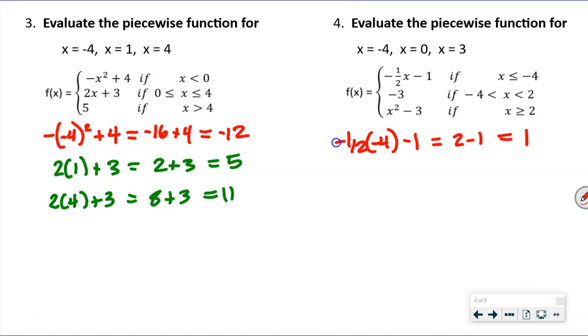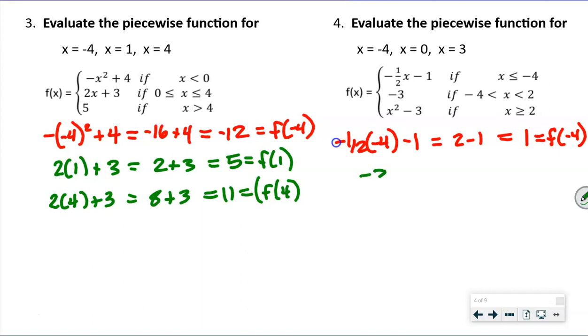By the way, when we're writing these answers, this is f of -4. This one is going to be f of 1, and this one's going to be f of 4. I don't need that first parenthesis, but you guys get it. So over here, this one was f of -4. Then the next one over here, 0. 0 is between -4 and 2, so that's just -3. So that's equal to f of 0.